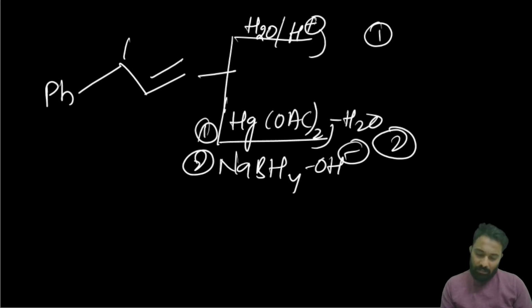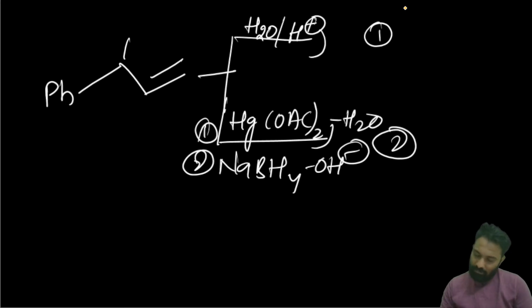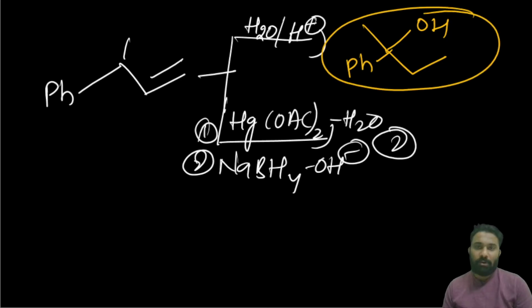Now okay, 2-phenyl butane 2-ol. 2-phenyl butane 2-ol. Okay, good. Correct. 2-phenyl butane 2-ol, correct. This is the product we will get. Here is the OH, and here it will be the Ph. This is the product we will get.